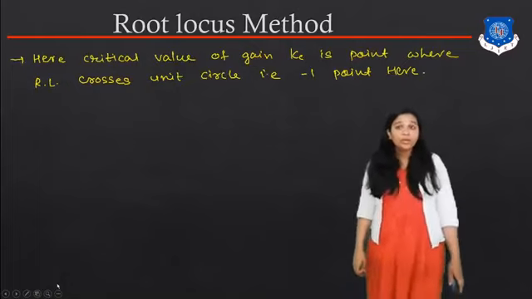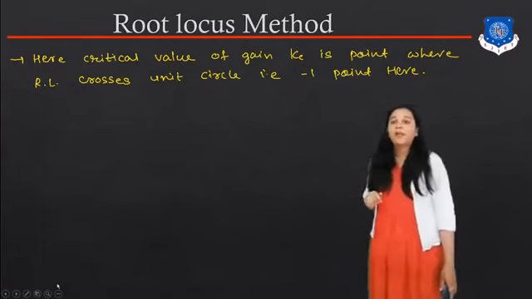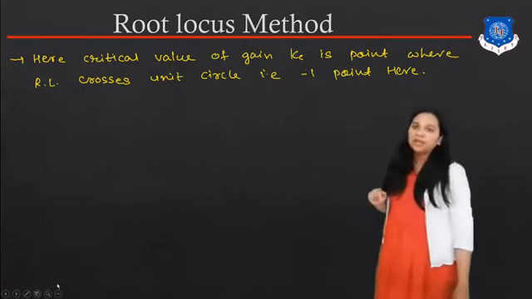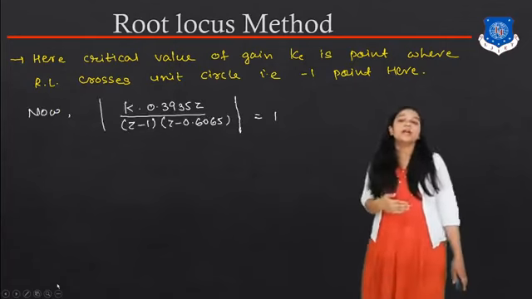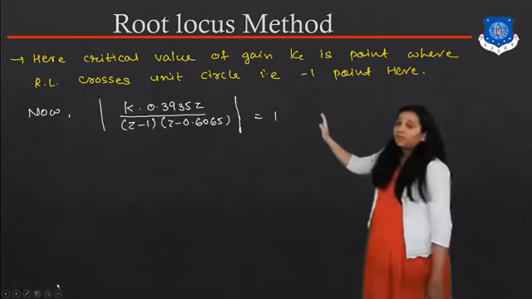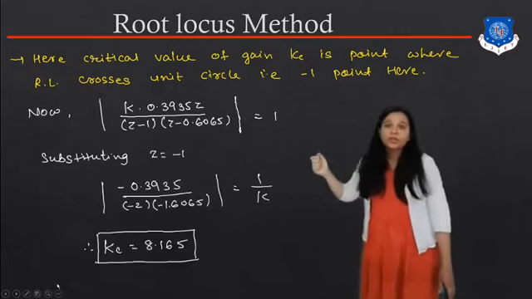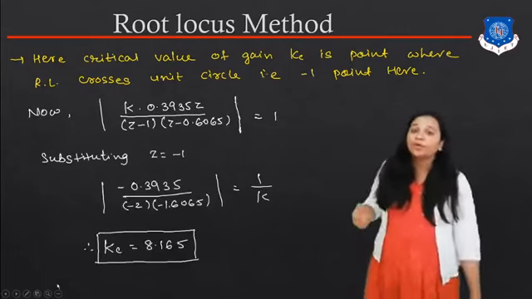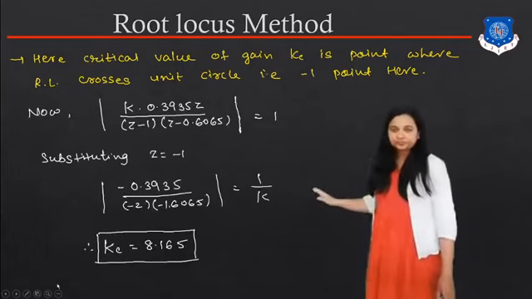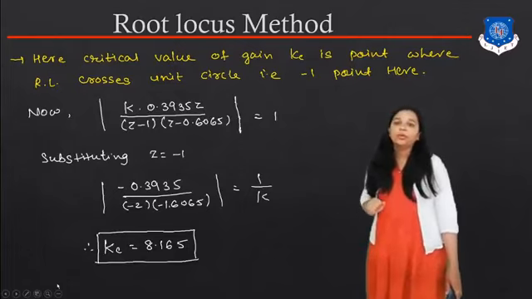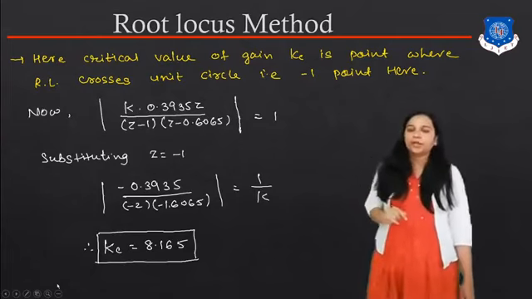Now, the last step is the critical value of the gain Kc, which is the point where the root locus crosses the unit circle. That means the minus 1 point here. So we have to find the critical value of K. In our equation we have to put the magnitude equal to 1. Now, substituting z is equal to minus 1 using the unit circle, put the value of z is equal to minus 1 and simplify this equation. We can get Kc is equal to 8.165. So this is the critical value of the gain of this particular system.